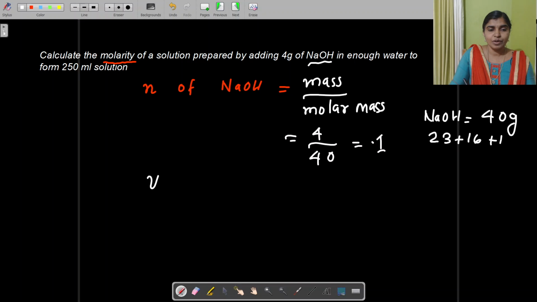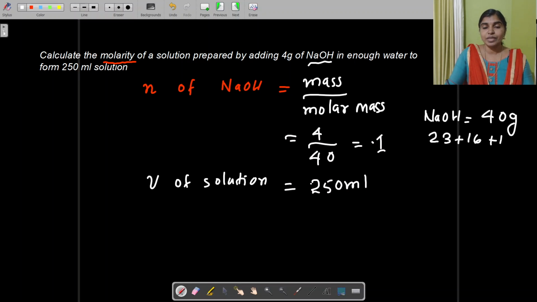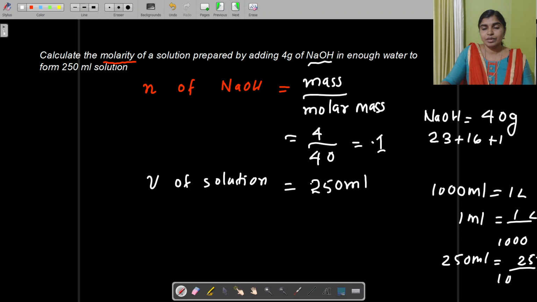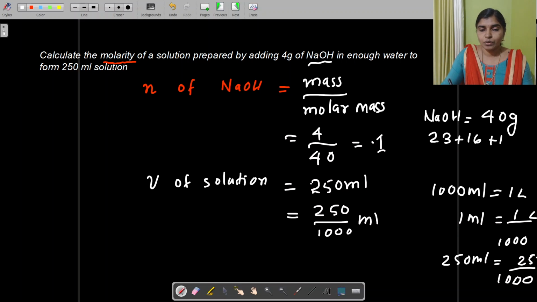And what about the volume? The volume of the solution is 250 ml. But in order to find the molarity, we have to convert this into liters. How will you convert this into liters? 1000 ml is equivalent to 1 liter. So what is 1 ml? 1 ml is equal to 1 by 1000 liters. So 250 ml is equivalent to 250 divided by 1000 liters, that is 0.25 liters.